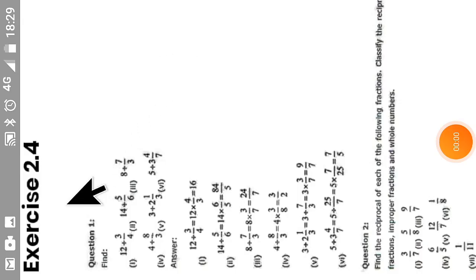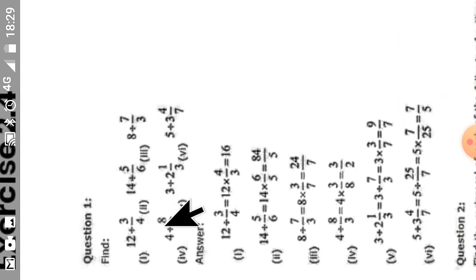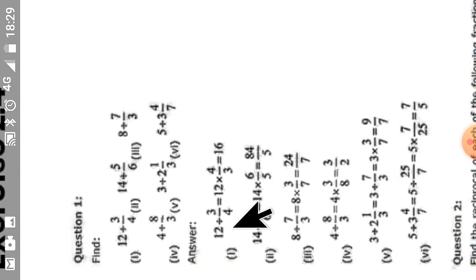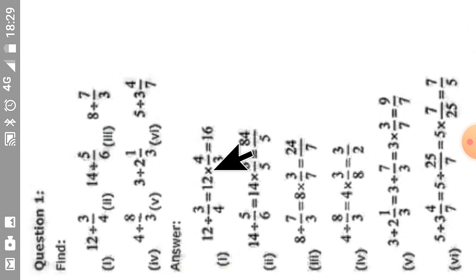Let us start with exercise 2.4. Question number 1. Find 12 divided by 3/4. Here in all these examples, a whole number divided by a fraction is given. Okay. So 12 divided by 3/4 equal to 12 multiplied by 4/3. When we convert divide into multiply, this fraction will get reversed. So 3/4 will become 4/3. Now 3 1s are and 3 4s are 12. So 4 4s are 16.